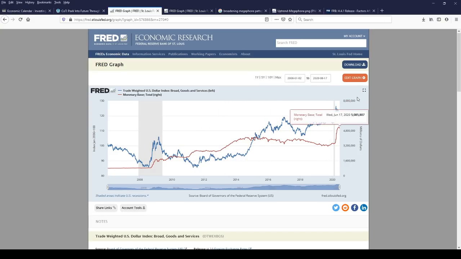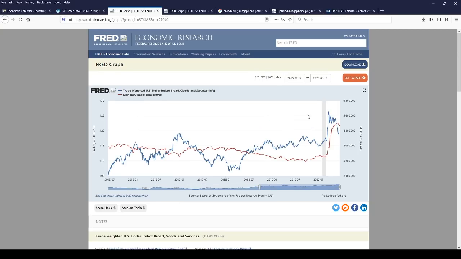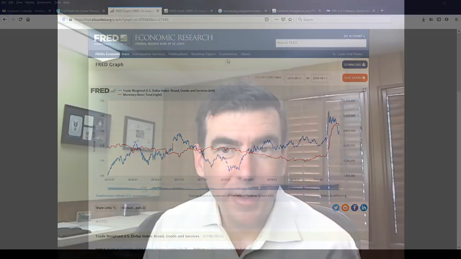Then look right here. We'll zoom in a little bit. You can see, boom, monetary base goes up, dollar goes up. So the question for where this is going is the next time the Fed goes brrr, the dollar is, boom, going higher. It's going higher, a lot higher.